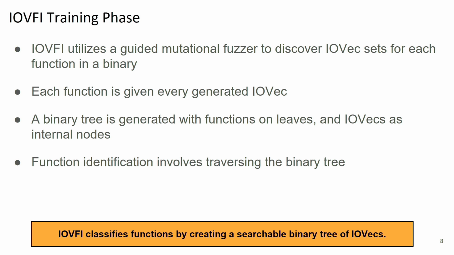our system then generates a searchable binary tree with IOVecs as the interior nodes and known functions and unknown functions contained at the leaves. And then function identification is merely a traversal of this binary tree, where an unknown function is presented with a particular IOVec, and the path through the binary tree is determined through whether or not that particular function accepts or rejects the presented IOVec.